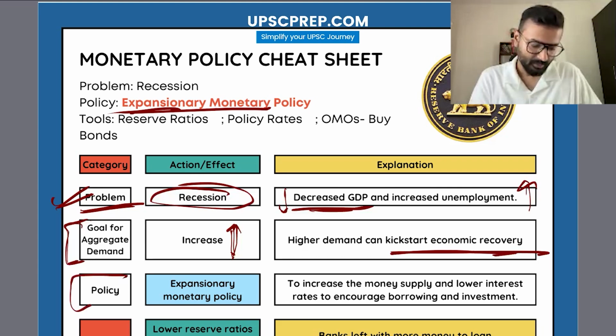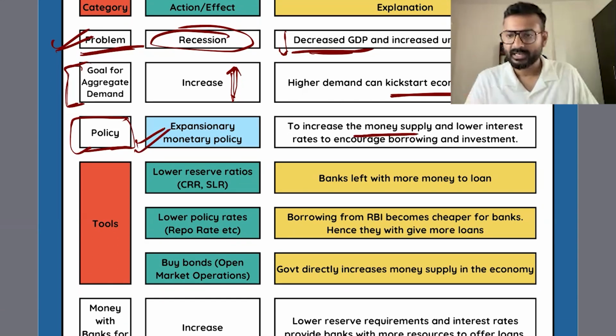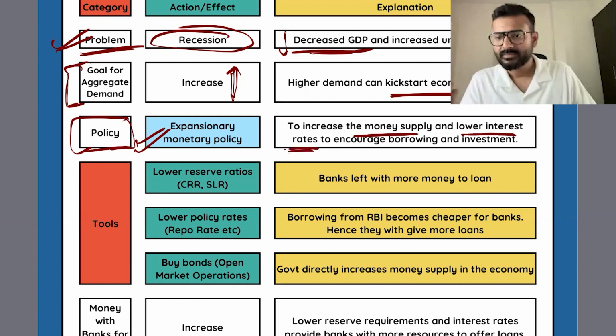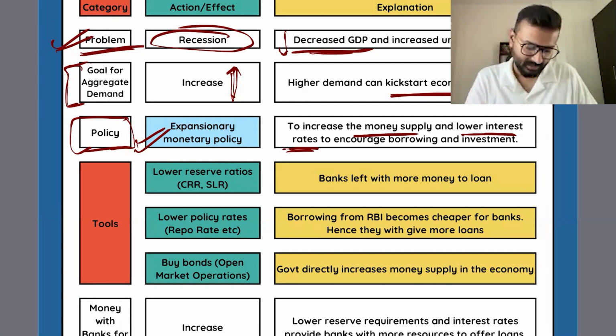So the policy adopted by the RBI is expansionary monetary policy to increase the money supply. तो aggregate demand कब बढ़ेगा? जब money supply बढ़ेगा economy में, and lower the interest rates so that it becomes cheaper for the banks to borrow from the RBI. तो जब बैंक को लोअर रेट पे पैसा मिलेगा तो फर्दर बैंक विल ऑल्सो लोन आउट मनी एट लोअर रेट्स, right?